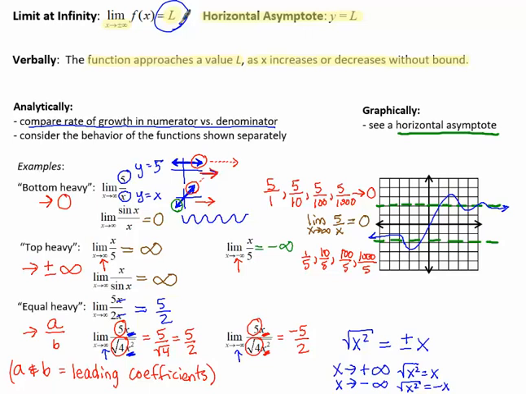Now, if we know the limit at infinity is 0, that's going to mean that the horizontal asymptote is y equals 0 because the function is approaching 0 as x gets increasingly large. Similarly, if the function is approaching infinity or increasing without bound, there's going to be no horizontal asymptote. And if this is the limit as x increases or decreases without bound, then the horizontal asymptote is the equation y equals a over b. So keep in mind that connection is extremely important. Let's take a look at some more examples.